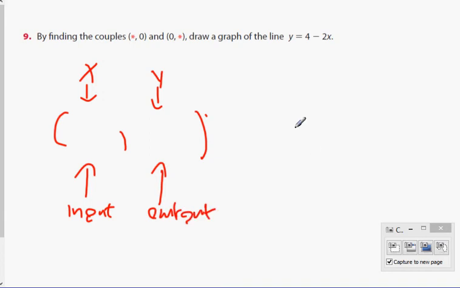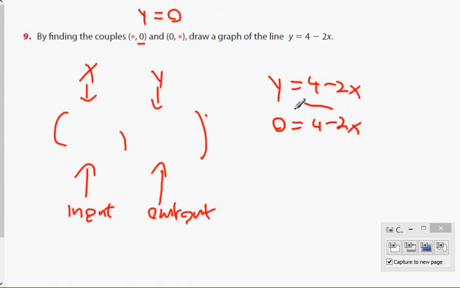It's very simple. Replace, for the first question, y equals 0. Replace y with 0 and figure out what x is. 0 equals 4 minus 2x. Bring the minus 2x over to your side. 2x equals 4. X therefore is 4 divided by 2. X equals 2. This is (2, 0).